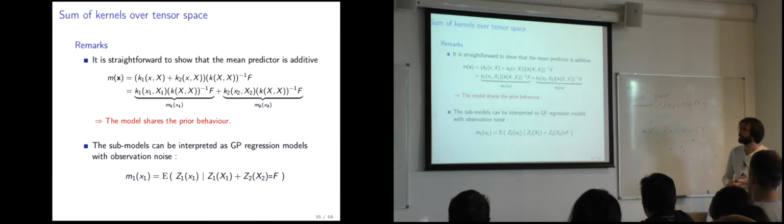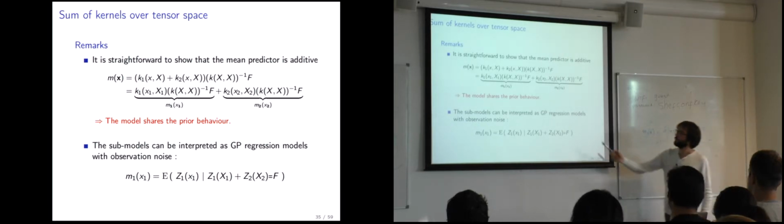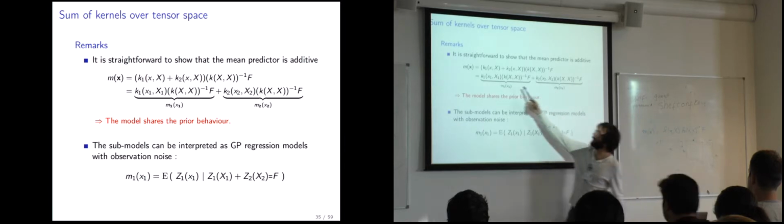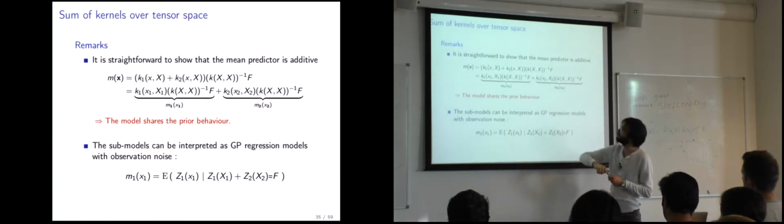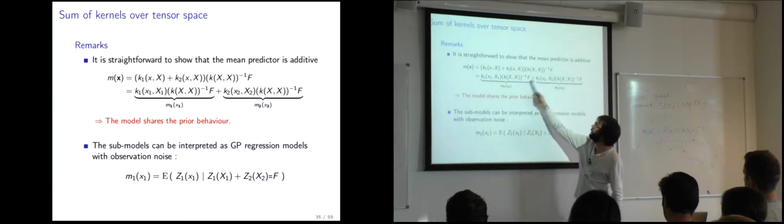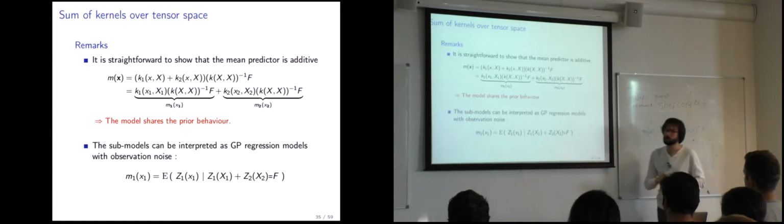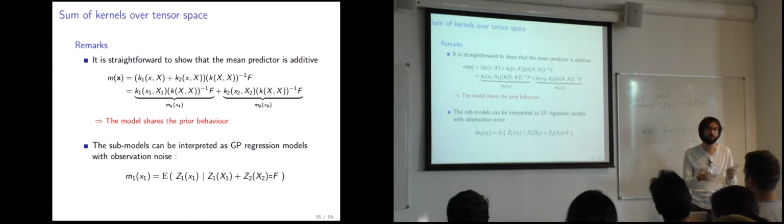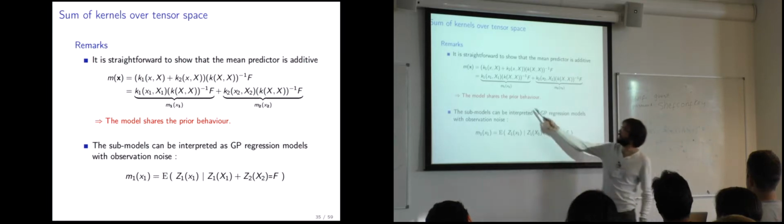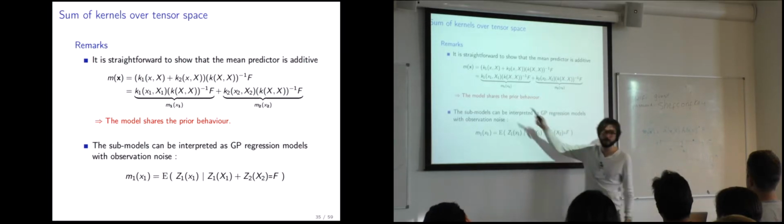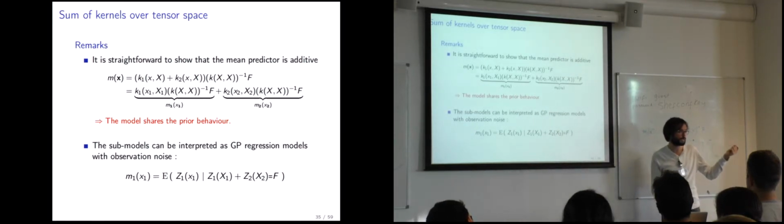One interesting thing is that if you look at the mean predictor, when your kernel is a sum of two kernels, you can expand the product with respect to this sum, and you obtain these two sum models. So the posterior mean will be an additive function. And the other thing is that these can still be interpreted as the mean predictor of a Gaussian process model.